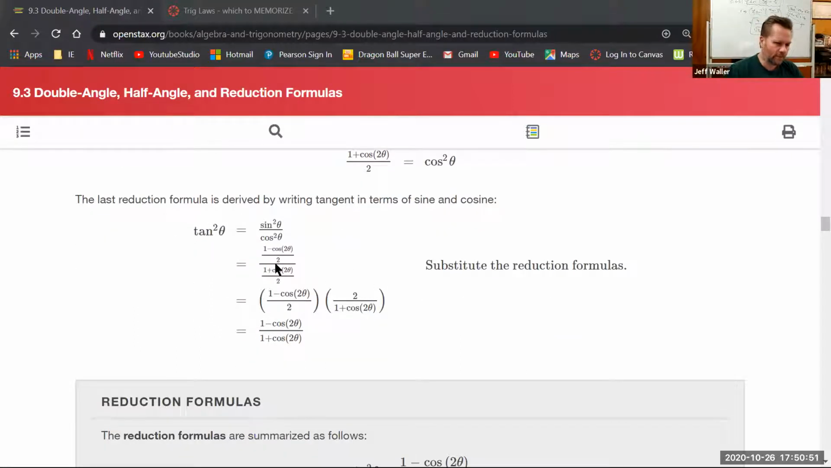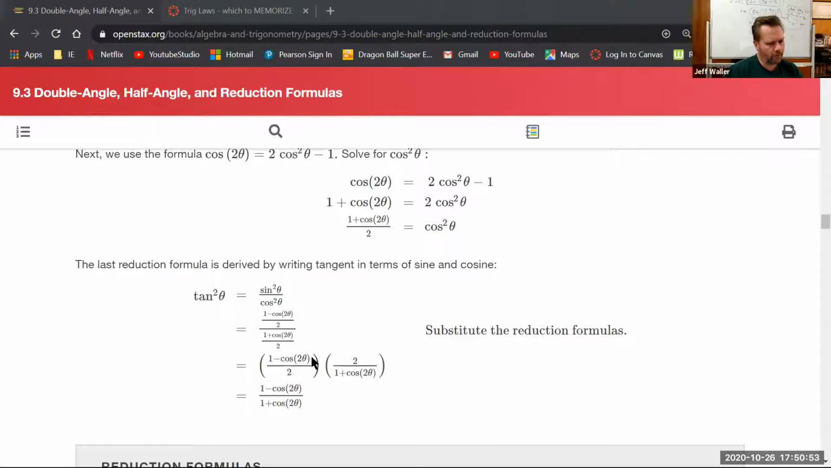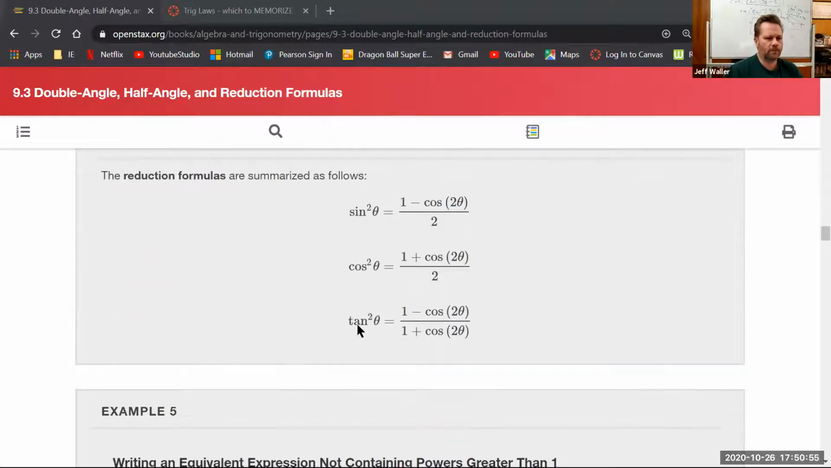Tangent stuff you really never have to memorize. I could kind of recreate them as I need them. So here's the reduction formulas. And again, I really want you to notice they are just the half angle identities, not square rooted and not written as half angles. That's all they are.